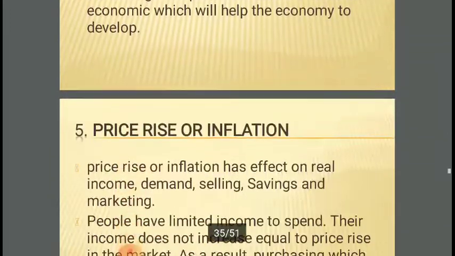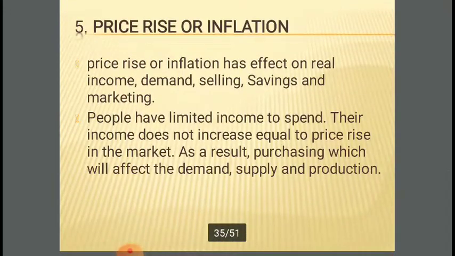Then next is price rise or inflation. Price rise means what? The price of almost each and every good is increasing. In other words, we term it inflation. Price rise or inflation has an effect on real income, demand, selling, savings, and marketing. People have limited income to spend. Their income does not increase equal to the price rise in the market. As a result, purchasing is affected, which will affect the demand, supply, and production.